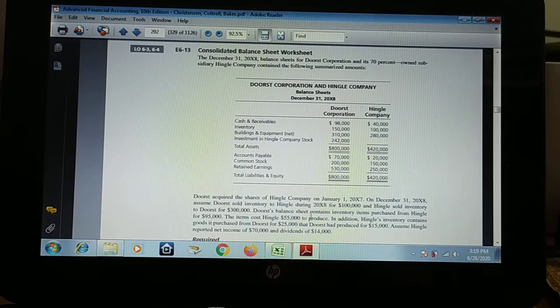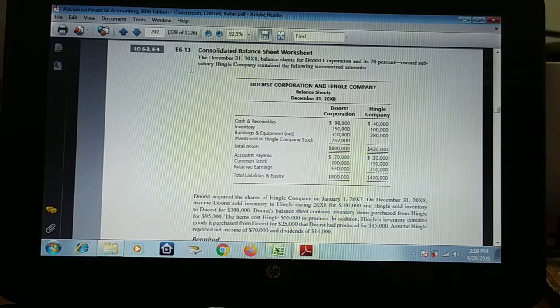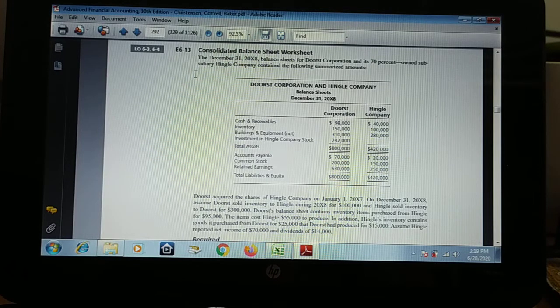Okay, for the third question, which is E6-13, consolidated balance sheet worksheet. The December 31st 2008 balance sheet for Doors Corporation and its 70% owned subsidiary Hingle Company contain the following summarized amount.